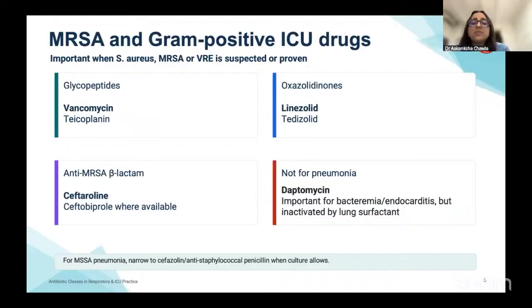Now for the gram positives, whether it's your MSSA, MRSA, and VRE, we have glycopeptides, vancomycin and teicoplanin, oxazolidinones, linezolid, tedizolid is also available now. Then anti-MRSA beta-lactams, that is ceftaroline and ceftobiprole, and daptomycin, which is a very good gram-positive cover for bacteremia and endocarditis. Do not give it in your lung infections because it is inactivated by the lung surfactant.